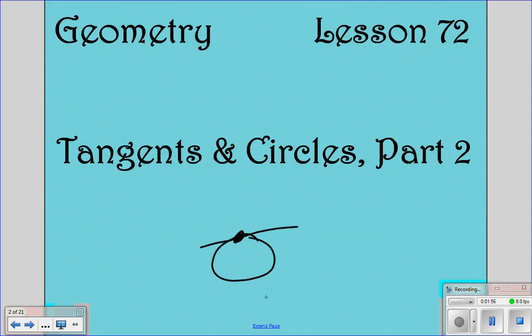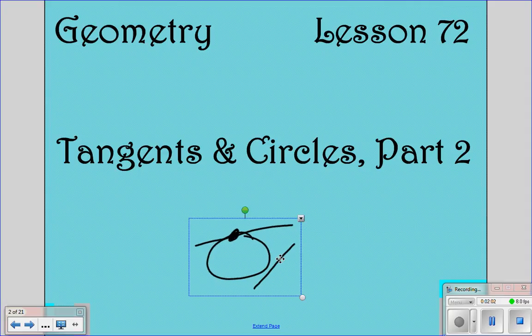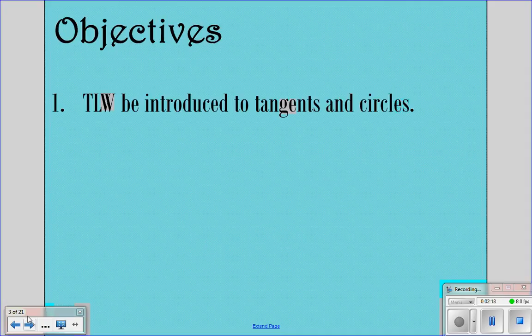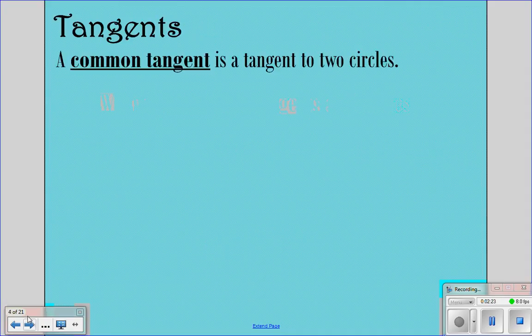Okay, so if we put our line, that is going to touch it at one spot right here, and so that would be an example of a tangent. We're not talking about sine, cosine, and tangent, not that tangent. This is a different kind of tangent. So hopefully you'll understand tangents and circles after this lesson.